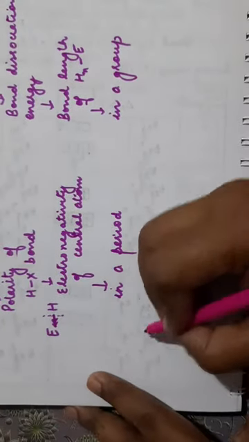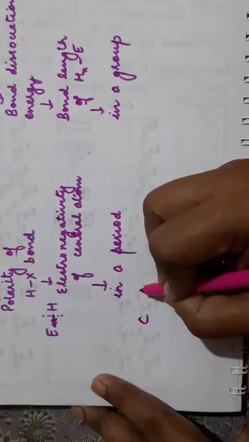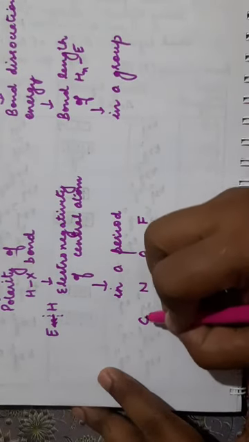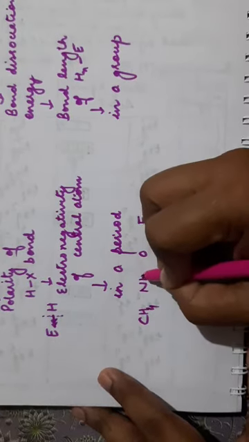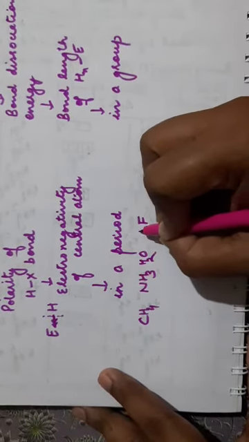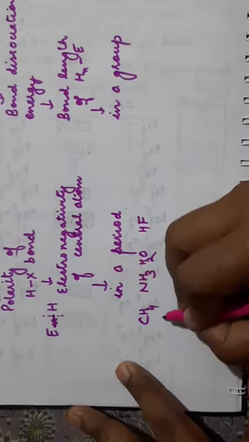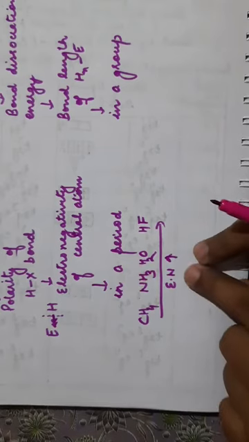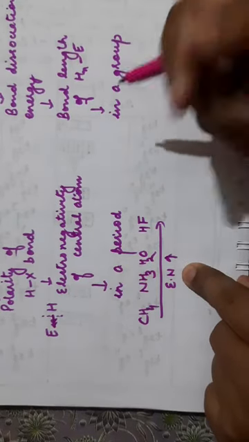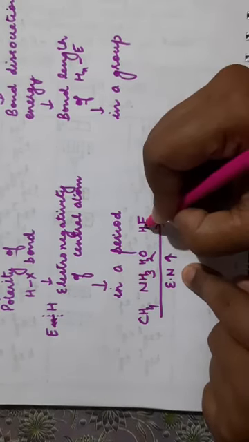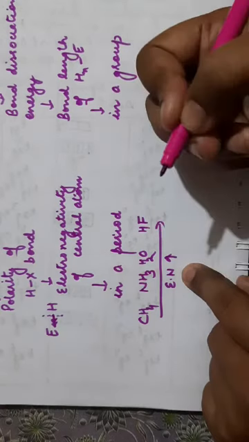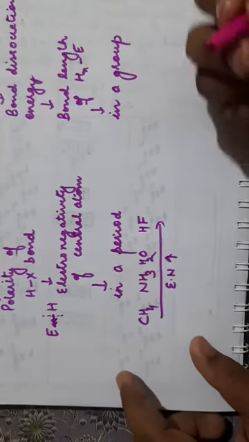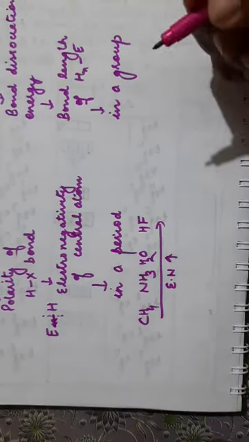So on moving in a period, suppose we are taking carbon, nitrogen, oxygen and fluorine. We will take their hydrides: CH4, NH3, H2O and HF. Now on moving this side, what is happening? Electronegativity increases. As the electronegativity increases, the bond will become more polar. That means the electron pair will shift towards the more electronegative atom. So more the shifting, easier will be the removal of proton. So what is an acid? Which easily releases proton.